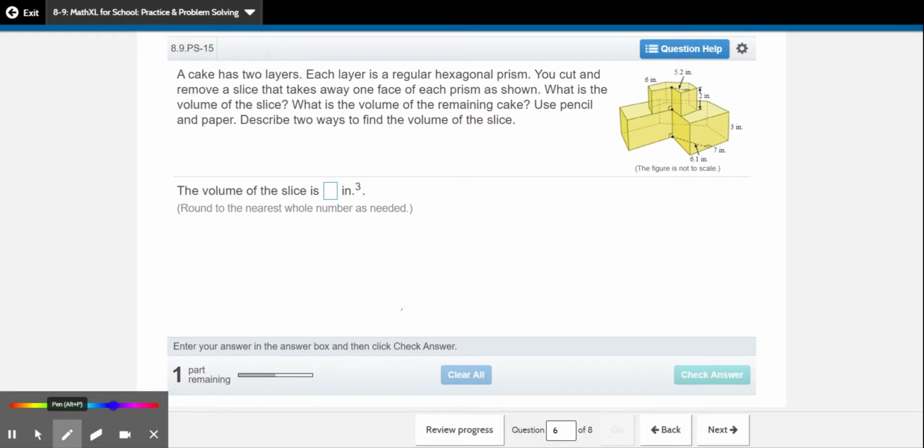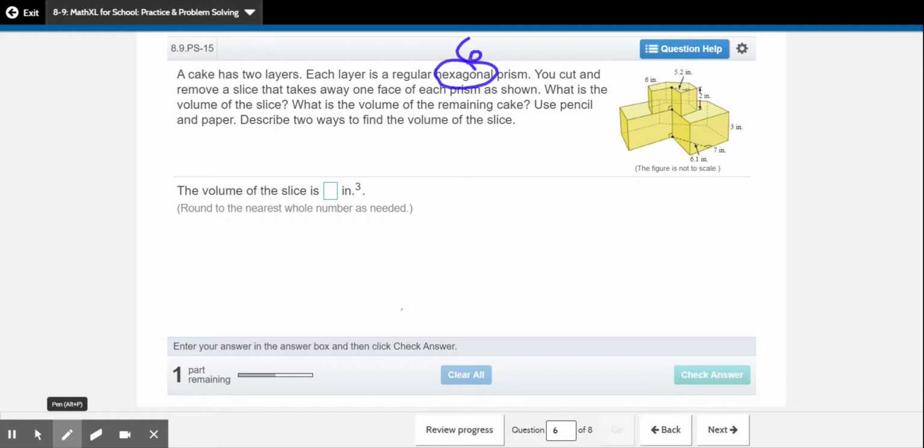We have a cake has 2 layers. Each layer is a regular hexagonal prism. Again, a hexagon means it has 6 sides. You cut and remove a slice that takes away one face of each prism as shown. What is the volume of the slice? What is the volume of the remaining cake? Use pencil and paper. Describe 2 ways to find the volume of each slice.